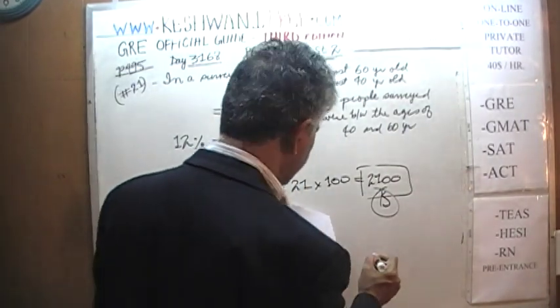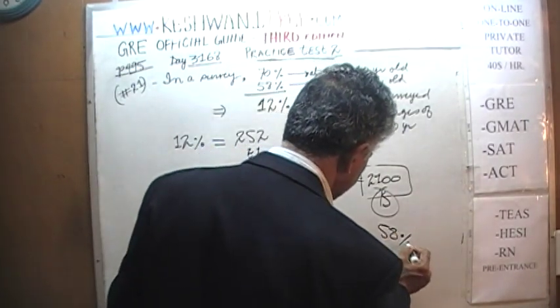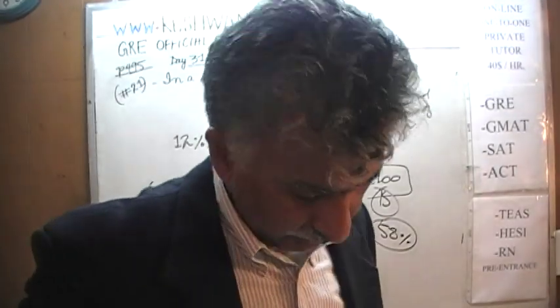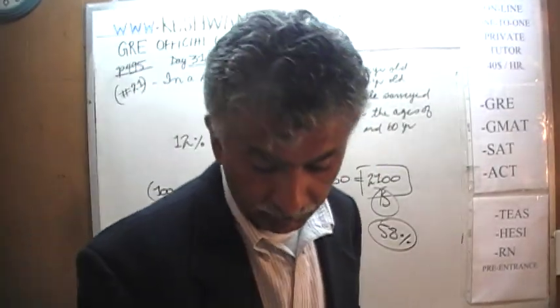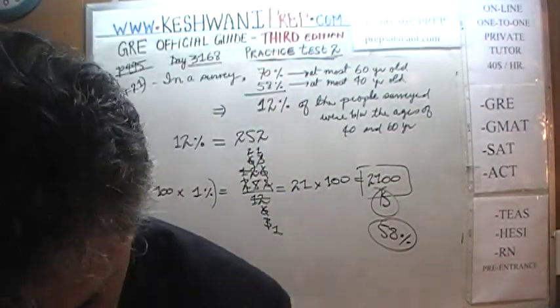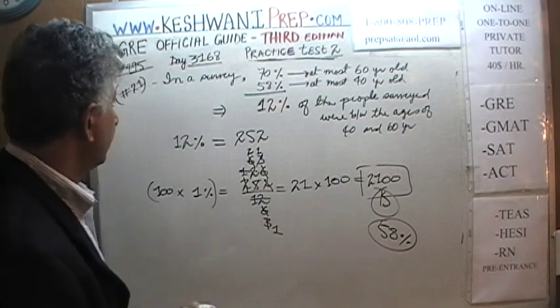Answer choice B. And if you're curious as to how people did on this question when it appeared in the real exam, about 3/5 of the people got it right. 58% got it right. 42% missed it. Let's do one more. Number 22.